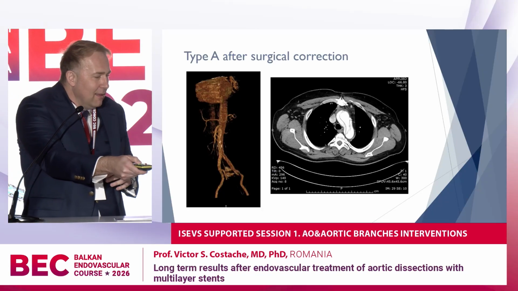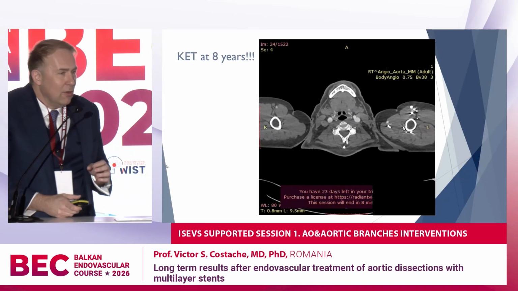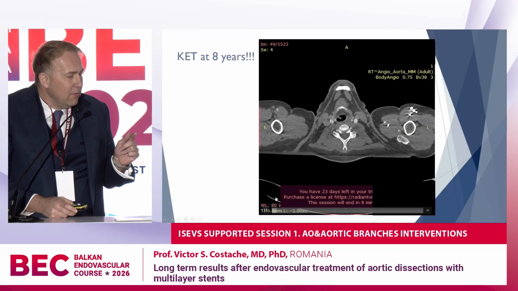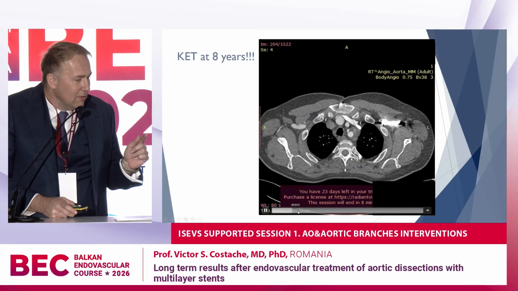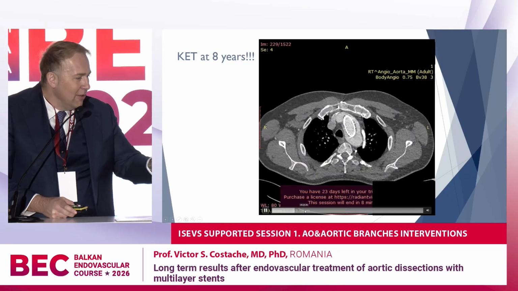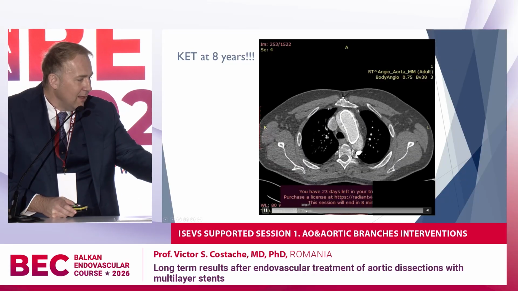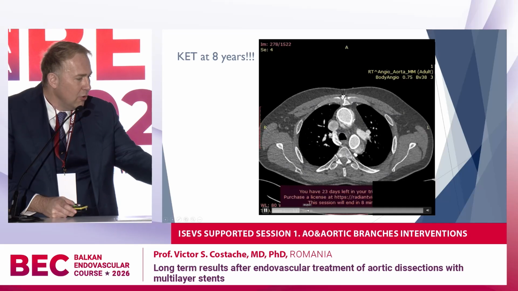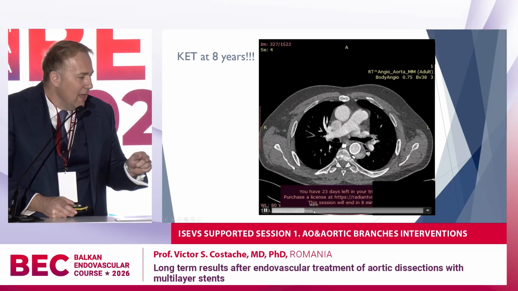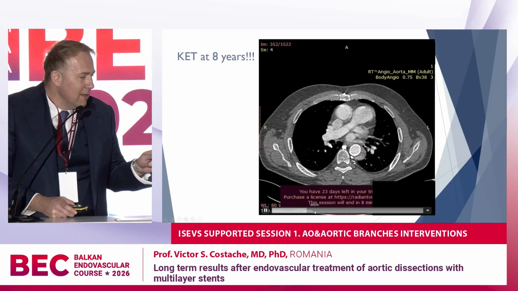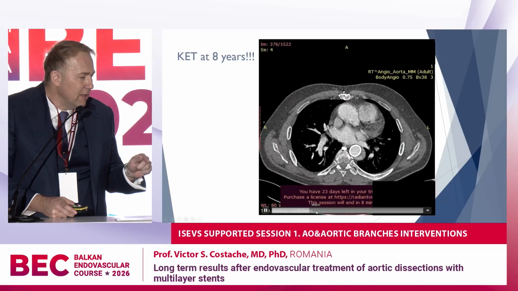And this is the CT scan. So here, Peter, I need your help. If you can go every 10 seconds. Yes, good. So here, just stay like this. You see the multi-layer stent at 8 years is effective. It occluded the new entry tears in the arch. And you can see nice remodeling in the thoracoabdominal aorta.